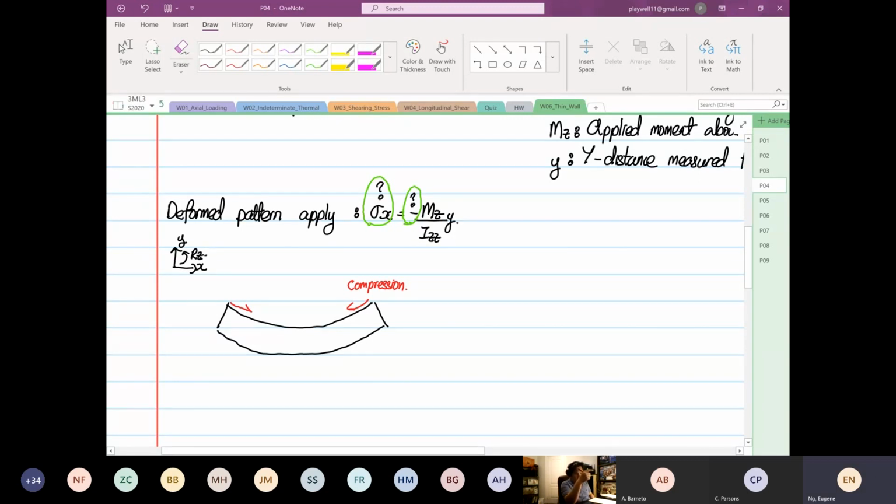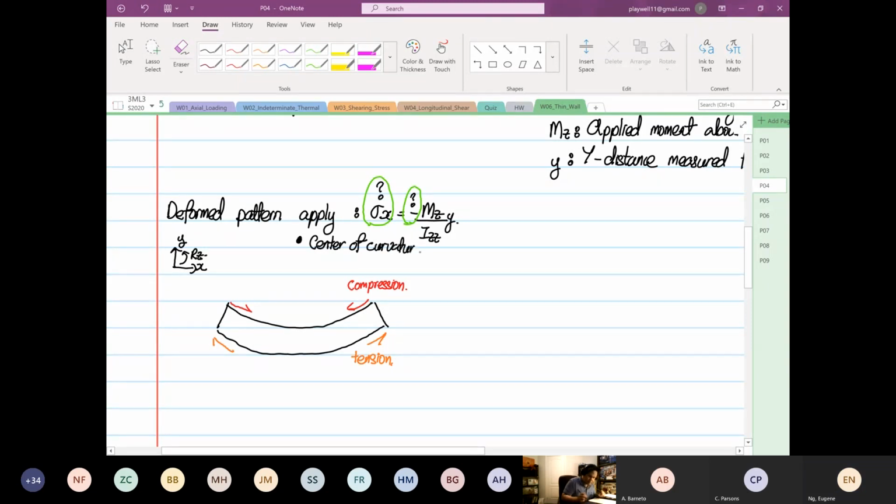At the bottom it is going through tension. So by looking at the circumference, the one where I drew compression is smaller. The circumference distance is smaller than the tension one, right? It's obvious. And because of this, how does the deformation pattern look? At this point over here, this is known as my center of curvature.